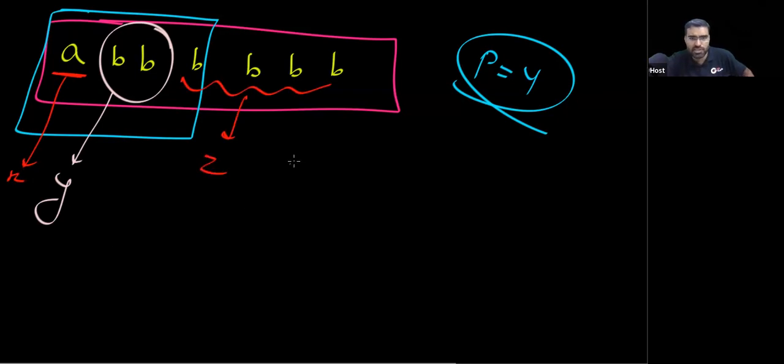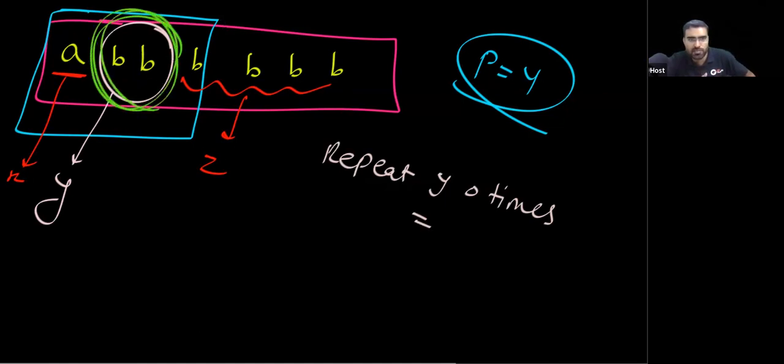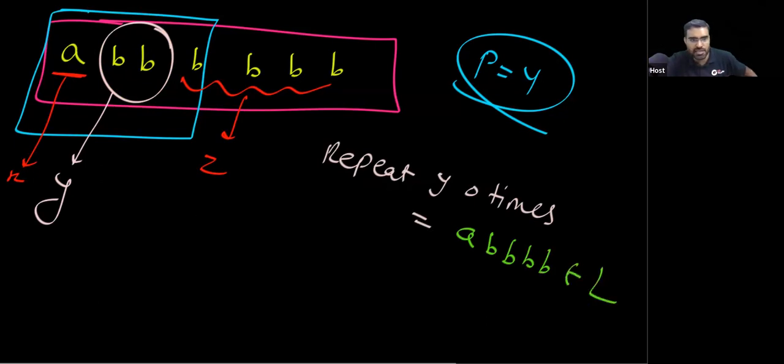Now, if I repeat this y 0 number of times, what will I get? If I repeat this bb 0 times, bb is gone. So finally, abbbb. Does this also belong to L? Yes, of course. This starts with a. The language is starting with a. You know what is the language?